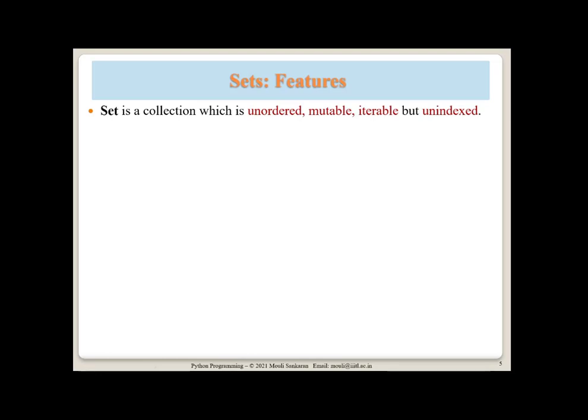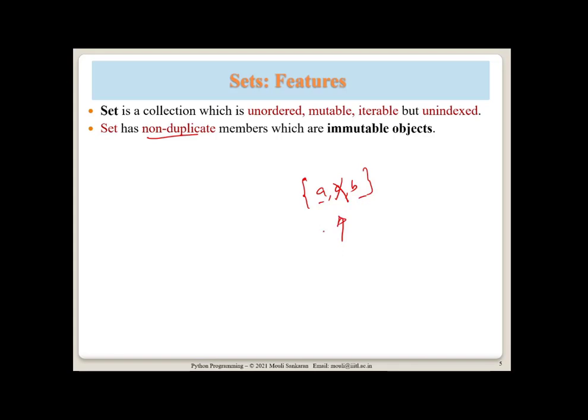The set itself is mutable, iterable, and unindexed. Okay. That means if it is not ordered, you cannot index them. So it's unindexed. So set has non-duplicate members which are immutable objects. One more important thing about set is you cannot have a duplicate element. It doesn't allow duplicate elements, and it doesn't maintain any order, but it makes sure that there is no duplicate maintained within the set.